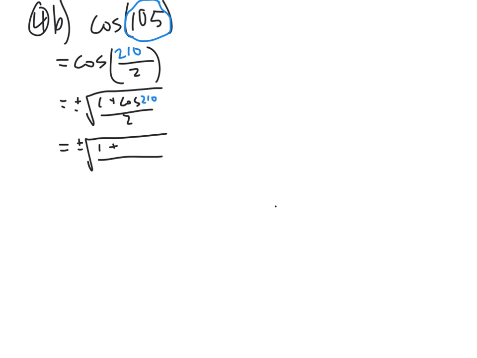Now, ask yourself, what is the cosine of 210 degrees? Well, 210 degrees, ladies and gents, is in our third quadrant, right? Here's my unit circle. Isn't 210 right around here? And that's a negative root 3 over 2, so it's going to be 1 plus a negative root 3 over 2. Sorry about that 2. I'll try and clean it up on the next step.